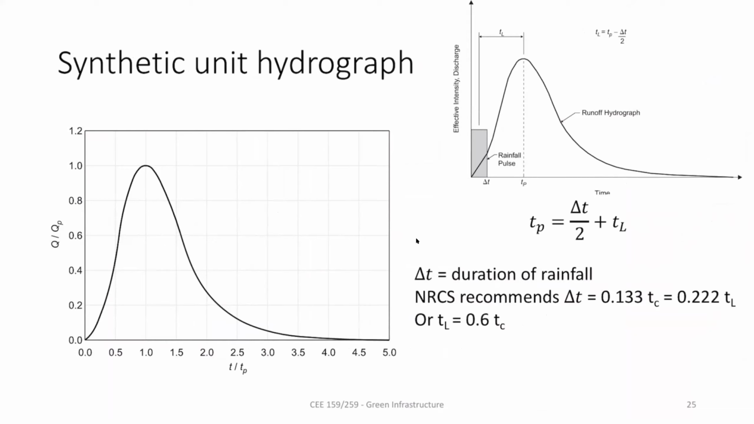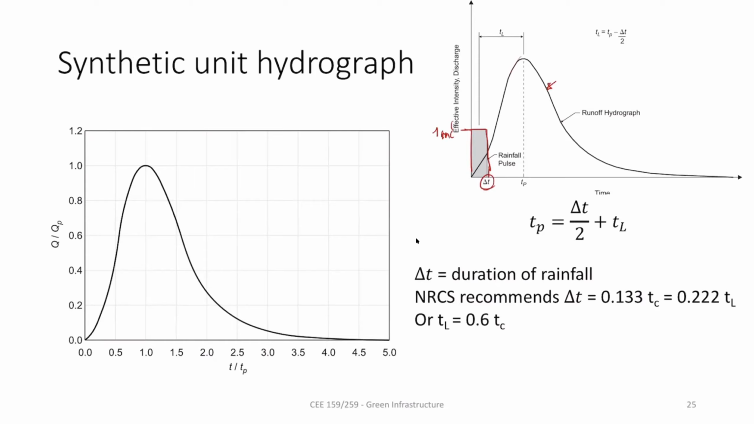For instance, this is a rainfall. This is one rainfall and this is 1 unit, 1 inch. It rained for a certain time, and I just give a number as delta t. That's just the time it rained. Then in response to the rainfall, you receive this runoff. This is runoff on the y-axis.